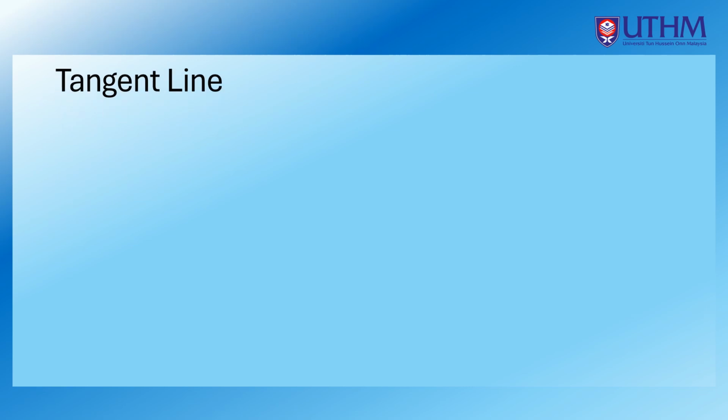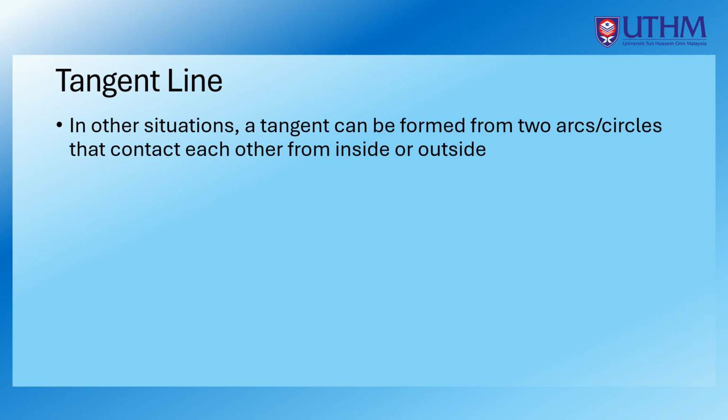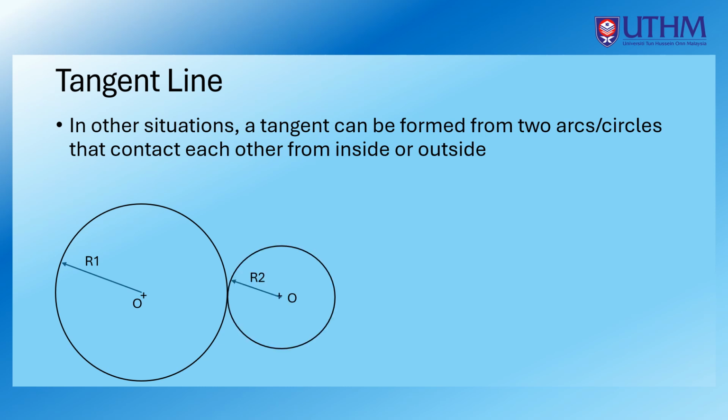Tangent lines. A tangent can also be formed from two arcs or circles that contact each other from inside or outside. For example, if you have a big circle with a radius R1 that touches a small circle with a radius R2 at the outside wall, these two circles are said to be tangent on the outer side. The distance between the center points of these two circles is determined by R1 and R2. You can add R1 and R2 to get the distance between these 2 points.